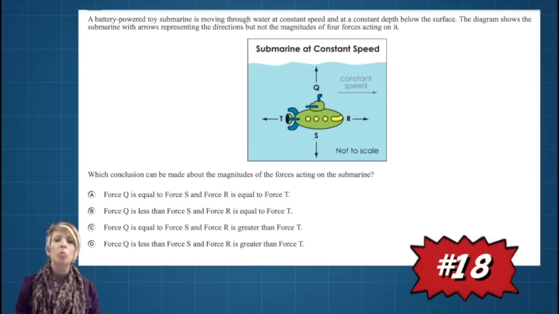So the question says, which conclusion can be made about the magnitudes of the forces acting on the submarine? Another word for magnitude is strength. So what can we conclude about the strength of each of those forces if the submarine is moving at a constant speed and acting at a constant depth? Choose your answer, and then let's go on.